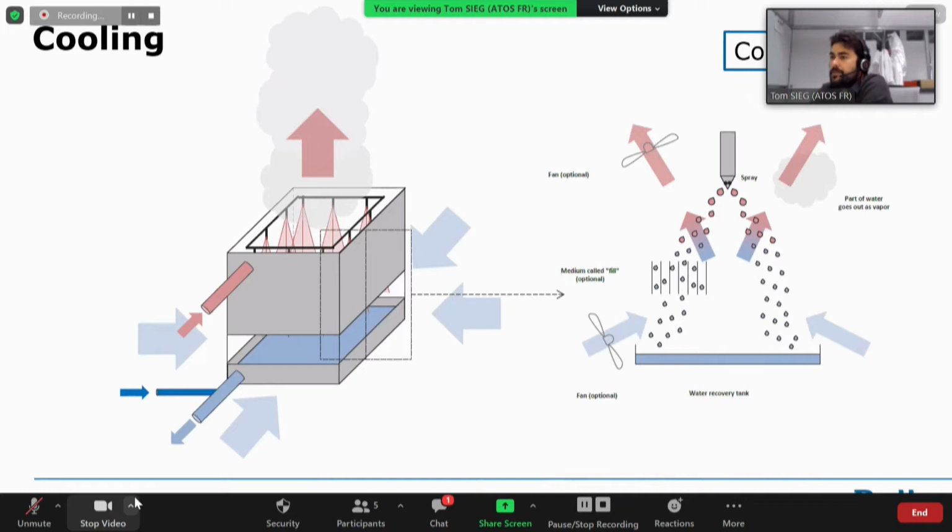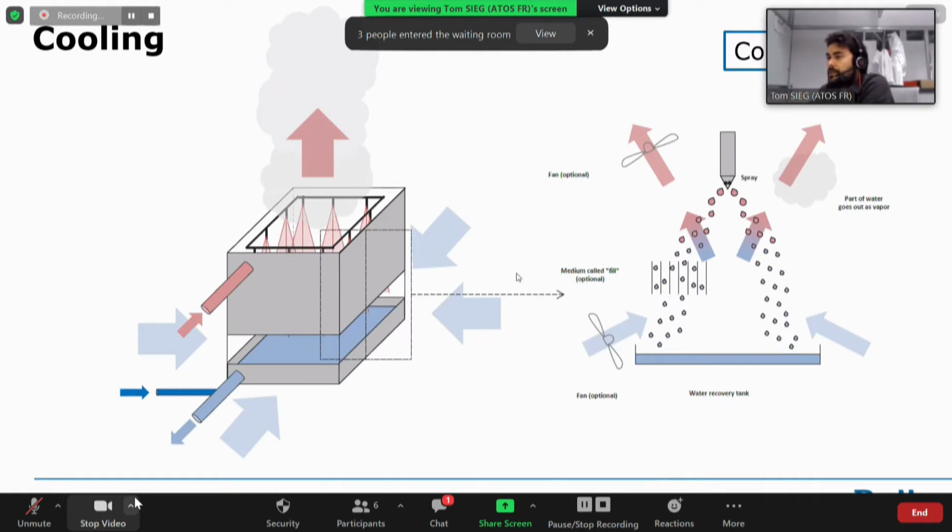Here you have a better view of it, with fans here and here to push air correctly from the bottom to the top to optimize the air flow and the heat exchange. Here we can see the part of the water that goes out as vapor, and this part, which maybe is not really clear, is a metal fill to optimize the exchange for the water, and the water tank, of course.